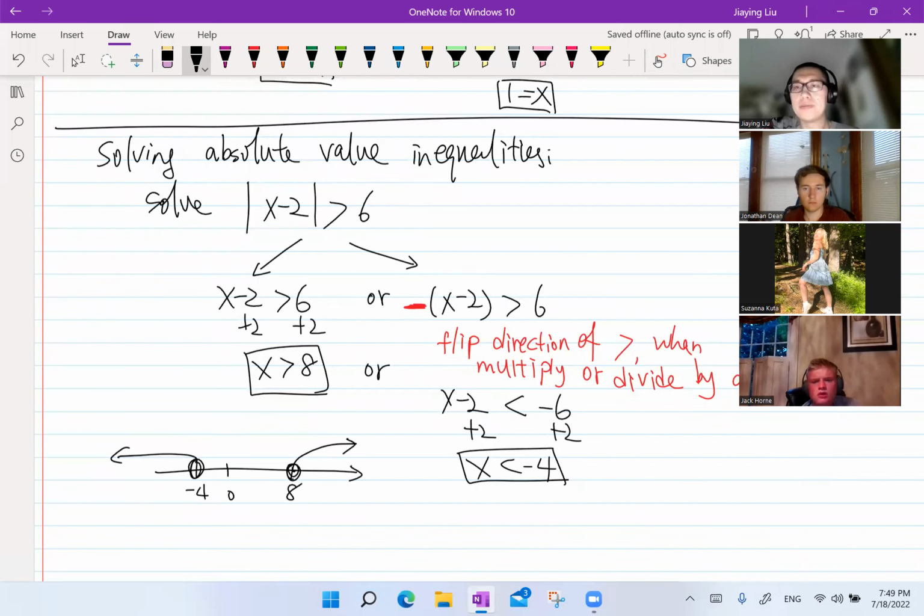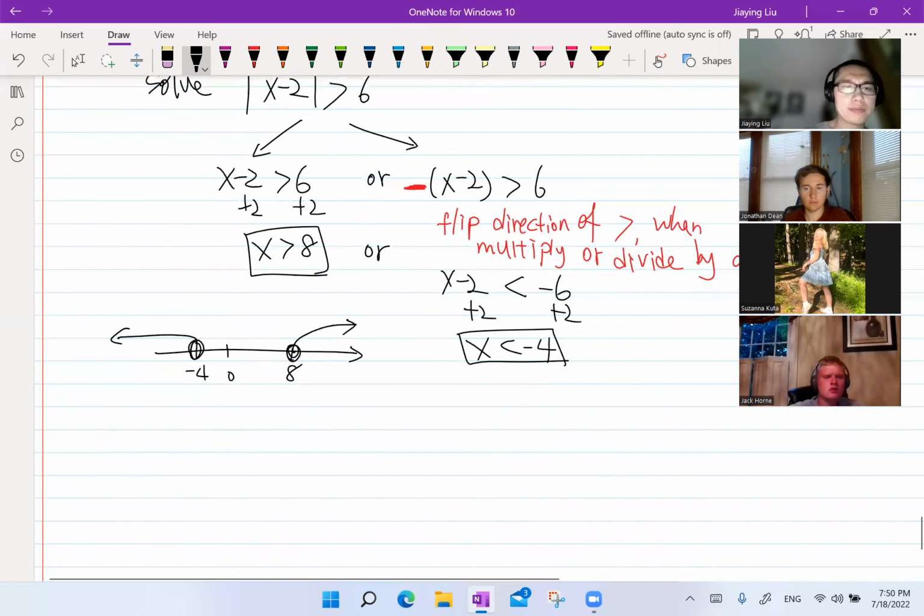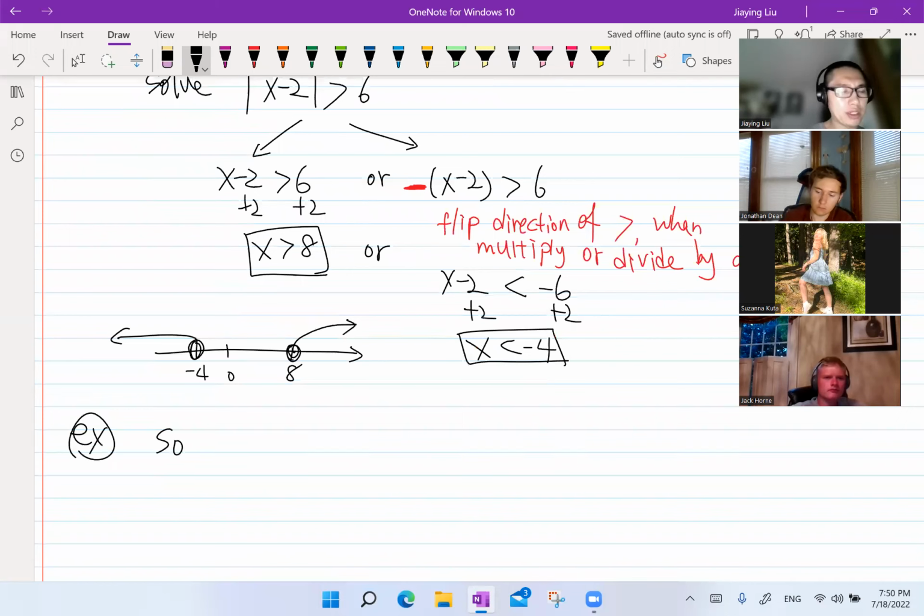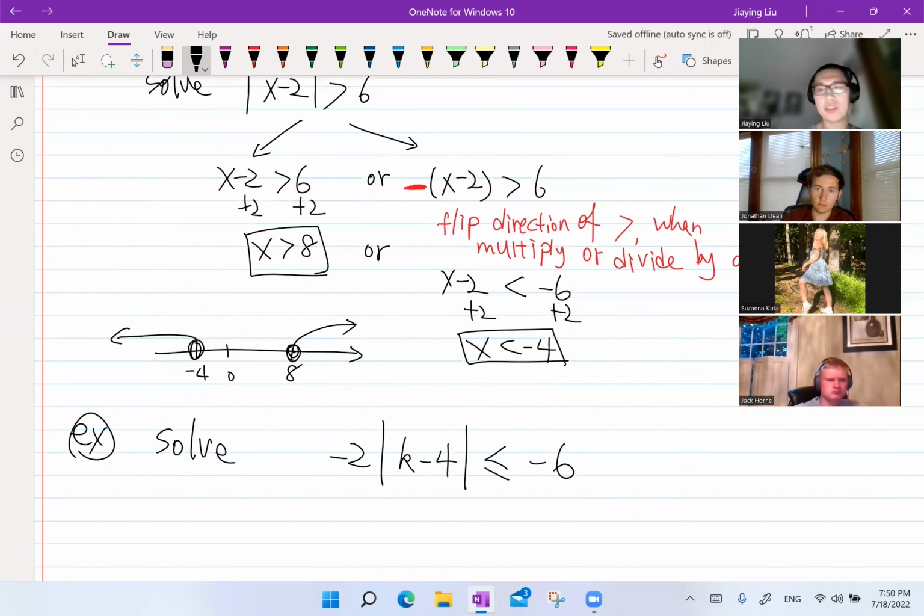Any questions? Okay, awesome. All right, let's do one more example, then we can call it the end of the lecture. So the next example I have, again, we're going to solve this absolute value inequality: -2 absolute value k minus 4. Oh, I apologize, I do have another example to go over, but it shouldn't take very long. Less than or equal to -6.